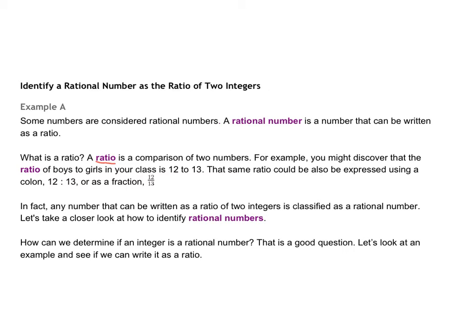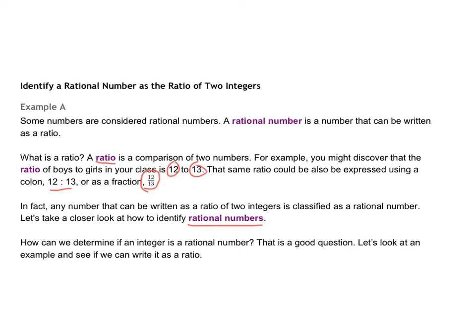So for example, you might discover that the ratio of boys to girls in your class is 12 to 13. Now what that means is you've got 12 boys and 13 girls. That same ratio could also be expressed using a colon, so this is 12 to 13 as well, or we could represent it as a fraction, 12 over 13. Okay, so basically, any number that can be written as a ratio of 2 integers is classified as a rational number. Okay, so let's take a closer look at how we're going to identify these rational numbers.